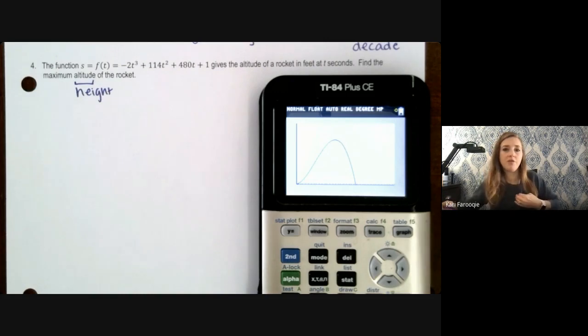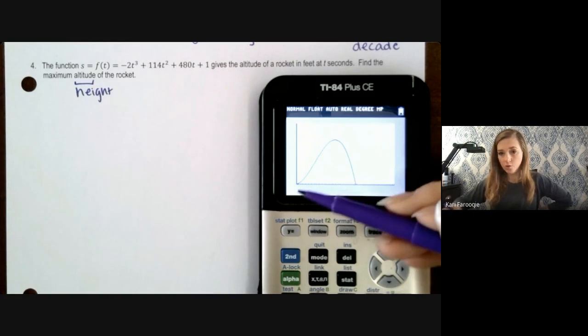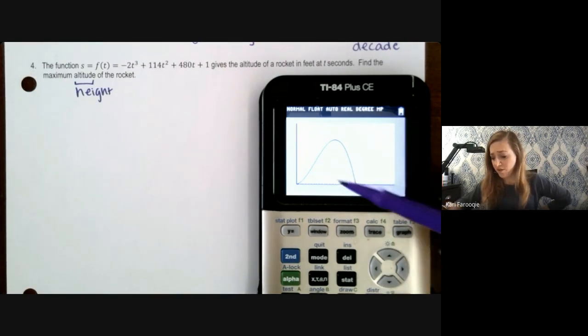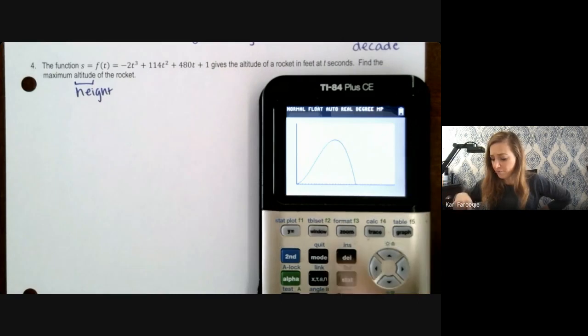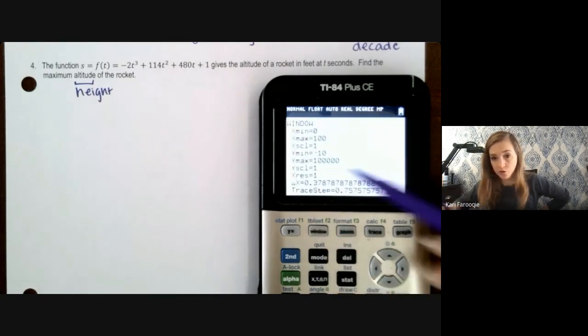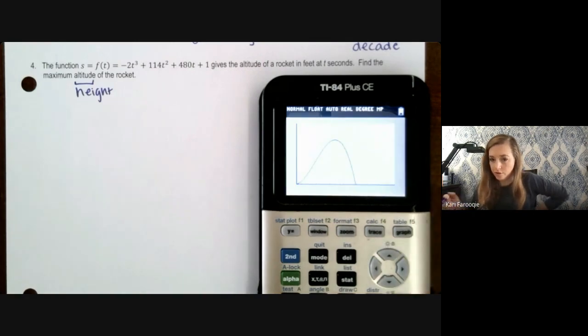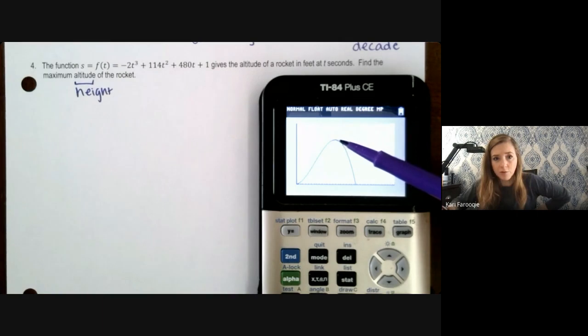Okay, so this function gives the altitude of a rocket in feet. So that means the y-axis represents feet, and then we're talking about that over t seconds. We're going to find the maximum altitude of the rocket. If you play around a little bit with this, you saw that I had my y max set all the way up to 100,000. So we're looking for this value, the maximum height of the rocket. So we're trying to figure out what this y value is.